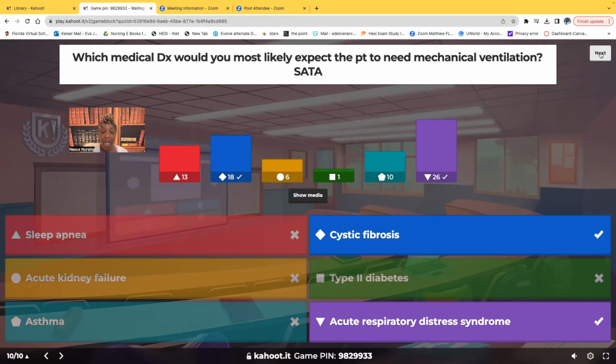Yeah. A patient in acute respiratory distress syndrome, where that patient is not breathing enough that those tissues can be perfused enough, that patient absolutely, we would expect them to be on mechanical ventilation. So for this question, it's just two: the patient with cystic fibrosis and the patient with acute respiratory distress syndrome.